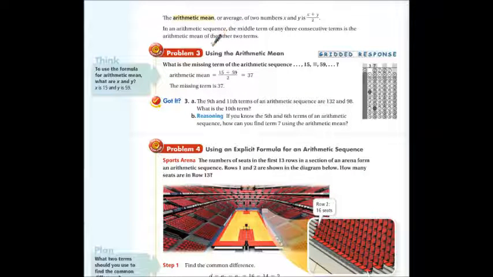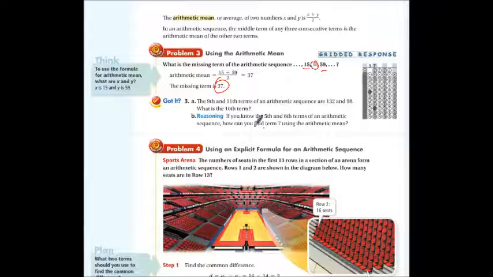The arithmetic mean or average of two numbers, we know that. You just add them up and divide by 2. So in an arithmetic sequence, the middle term of any 3 consecutive terms is the arithmetic mean of the other 2 terms. What that means is, if I have 3 terms, then the middle number is literally the middle number. It's the average of them. So right here, we have 15 and then blank and then 59. If we just add 15 and 59 and divide by 2, we get 37, and that's the missing number. It's really that easy. Go ahead and just try 3A and 3B.